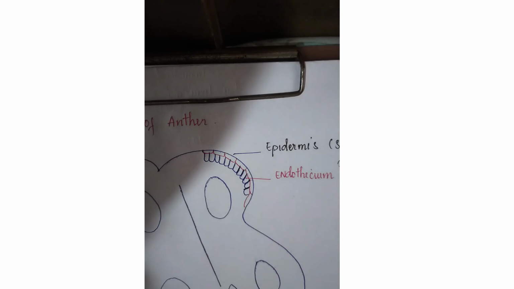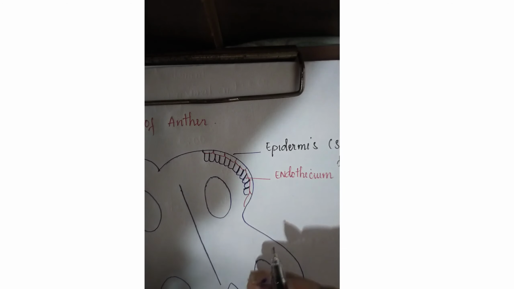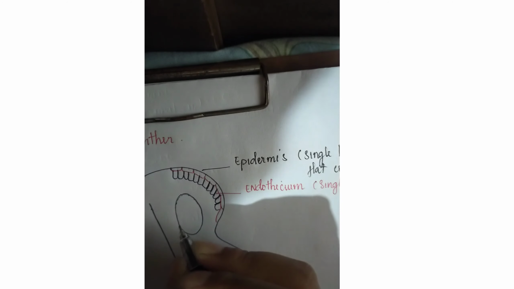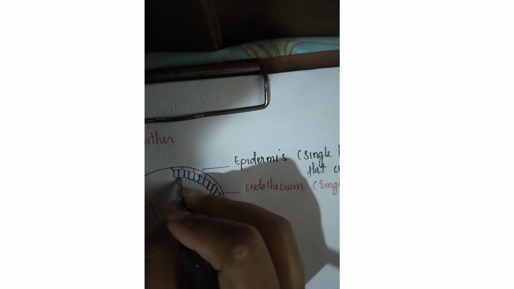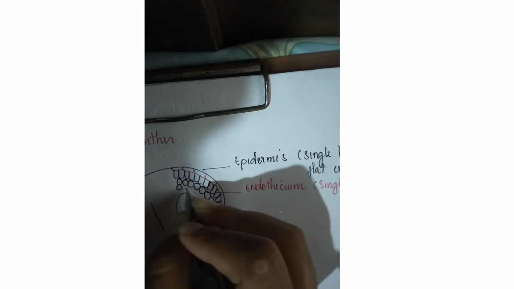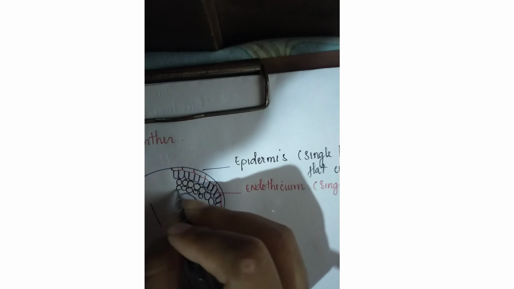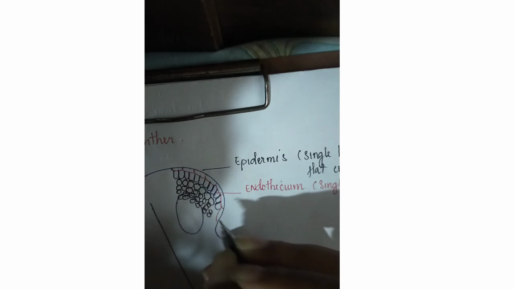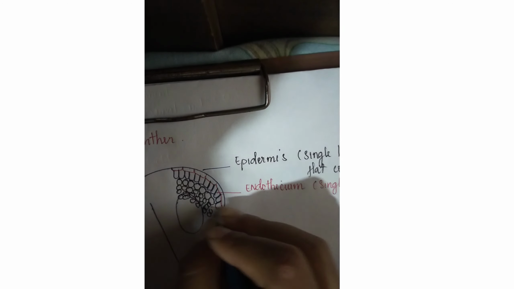Then the third layer of the anther wall, which is present beneath the endothecium, is the middle layer. The middle layer is composed of 3 to 4 layers of cells, and it is arranged loosely, not so tightly. This is the middle layer.